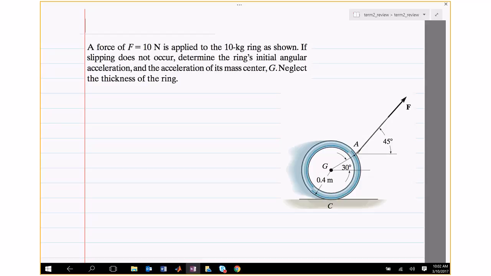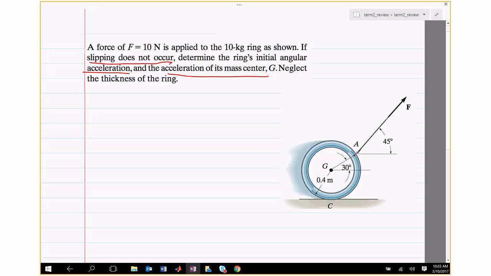Now this is a slightly different problem, okay? Let's read the problem, and then I'll tell you why it is different. So a force of 10 newtons is applied to a 10 kilogram ring as shown. If slipping does not occur, find the ring's initial angular acceleration and the acceleration of the mass center G. Neglect the thickness of the ring.